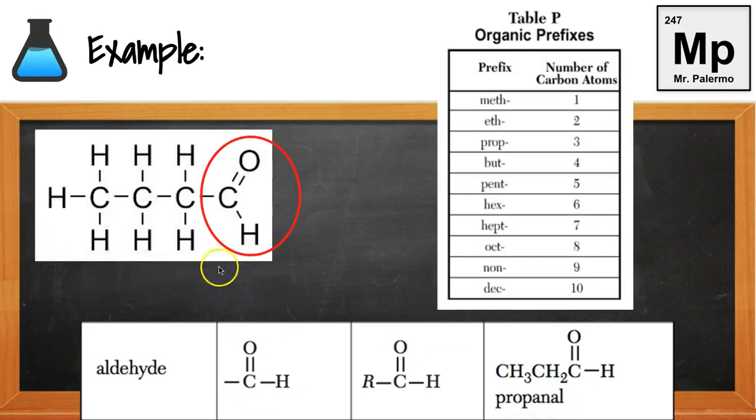So if we get an example, we first locate that functional group. We know it's an aldehyde. We know the ending is AL. We count how many carbons we have, which is 4 carbons. 4 carbons is but-, so instead of propanal, we're going to have butanal.